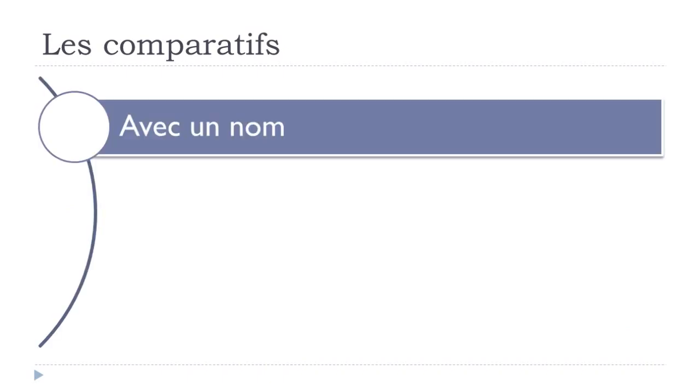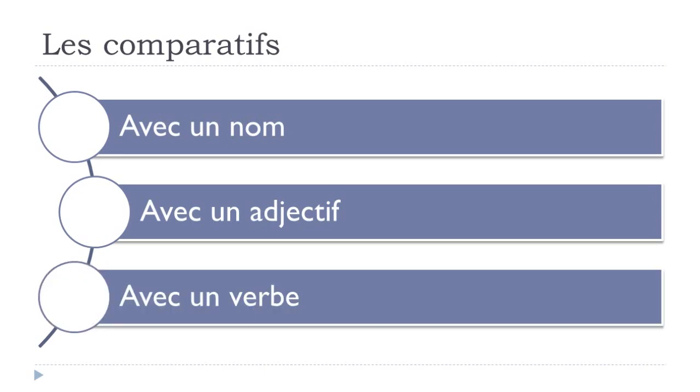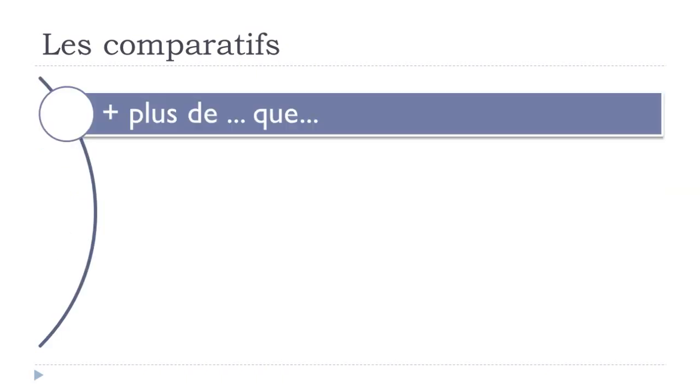The first one, avec un nom, with a noun. Second one, avec un adjectif, with an adjective. And the last one, avec un verbe, with a verb. Okay, so if you want to compare with these structures, then we'll start with the first one, avec un nom. If you want to compare with a noun, then remember that if you want to say more, you will have to use this plus, de, and then here you will put your noun, followed by que, than, and the rest of the structure.